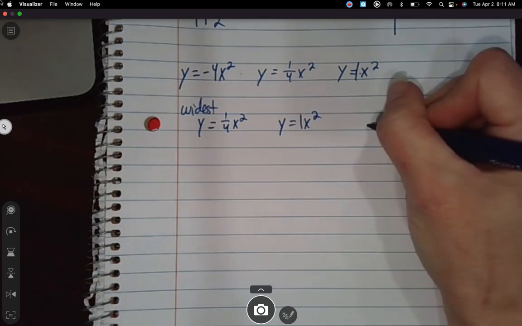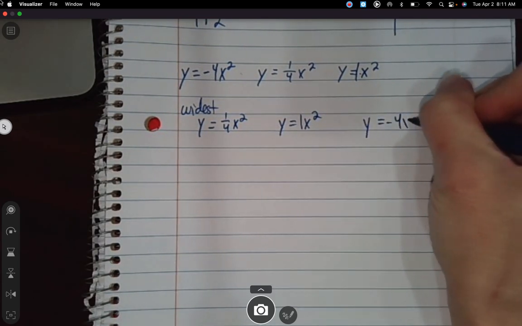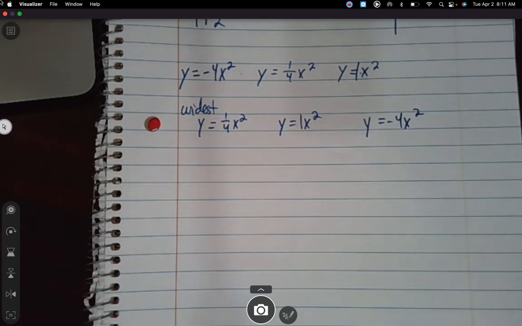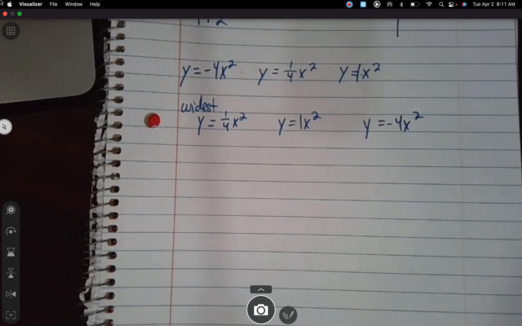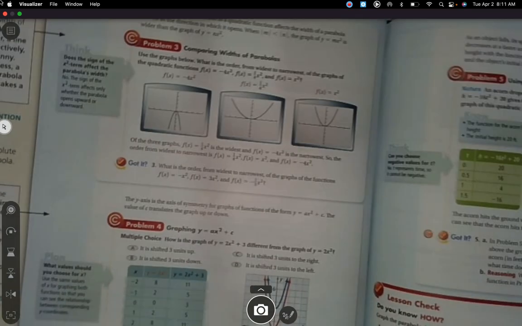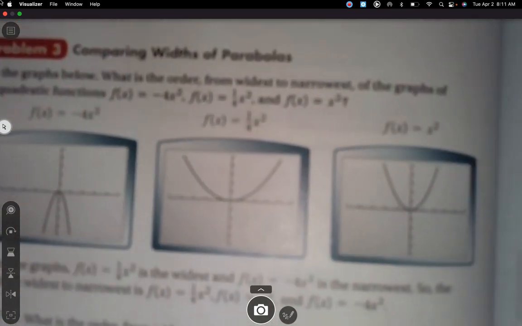And then which one? Negative 4x squared. Okay, that would be our widest to the narrowest. Let's see what this says. I'll show you the graphs real quick, I'm going to come right back to that. Look at the graphs really quick.